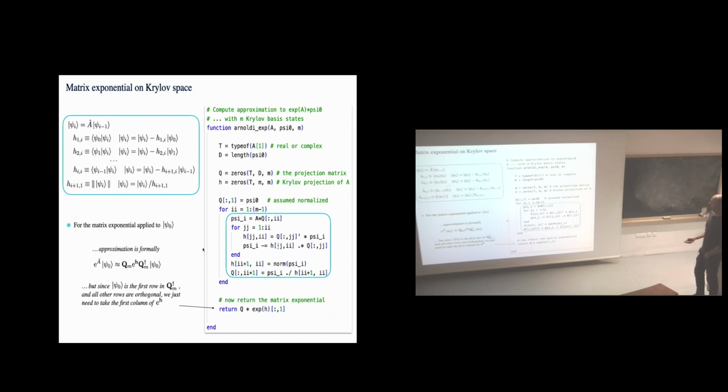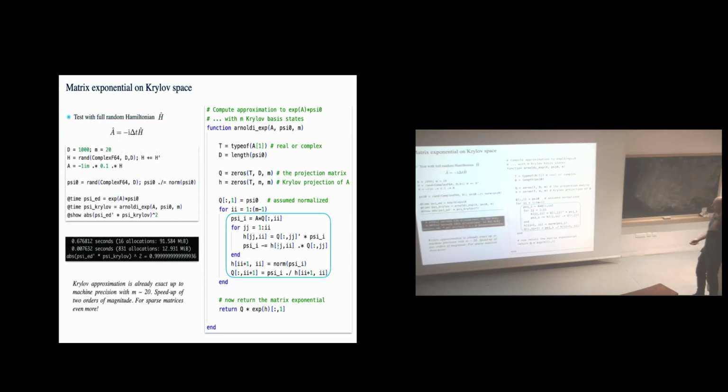Okay, so again, this needs a few comments. First of all, let me show you how this works in a very simple example. This is really running just this function here. Let's say I have a Hilbert space of dimension 1000. I use 20 of these Krylov vectors. So let's just create some random Hamiltonian. This is really a completely random Hermitian matrix. I multiply by some imaginary unit and some time unit. I'll come to this in a second. And I take some random initial state, which I normalize.